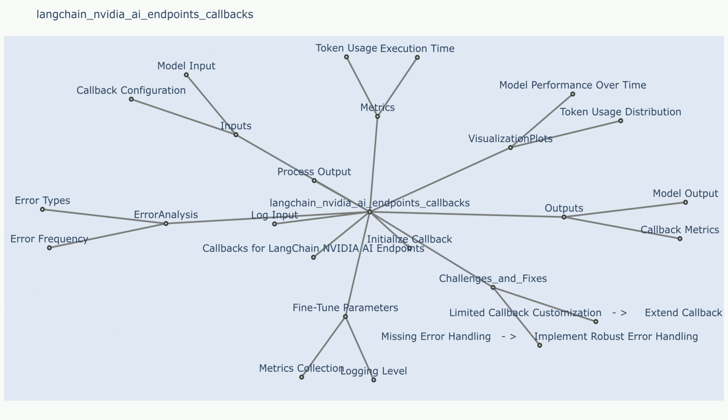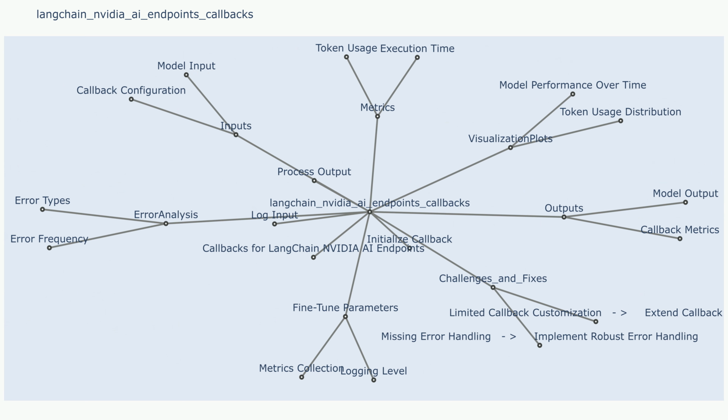Challenge 2: performance overhead. Excessive data collection and processing can impact the performance of the LLM application. Sample use case that resulted in Challenge 2: using verbose logging and data storage mechanisms on a resource-constrained device. Fixes to Challenge 2: optimize the callback implementation for efficiency.